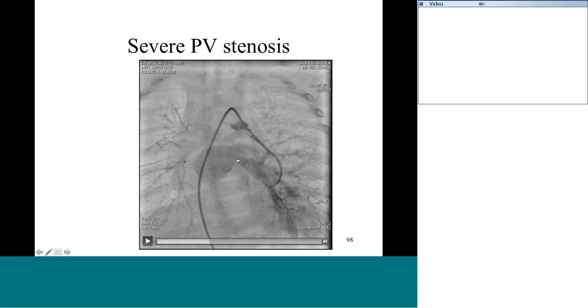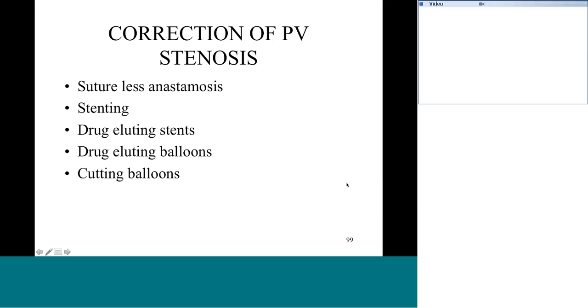all the four pulmonary veins converge into a narrow orifice. So understanding this pulmonary vein stenosis is very important. The methods that are available are sutureless surgical anastomosis or varieties of transcatheter procedures like stenting, drug-eluting stents, drug-eluting balloons, cutting balloons. Uniformly, all this treatment is very bad.